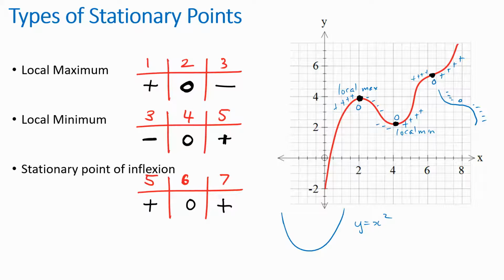How many different types of stationary points do I have, Murray? Three. There are only 3 types. Local maximum, local minimum, stationary point of inflection. Your stationary point of inflection could be negative 0, negative, or it could be positive 0, positive.